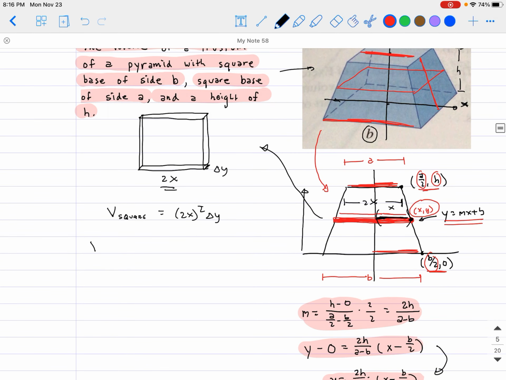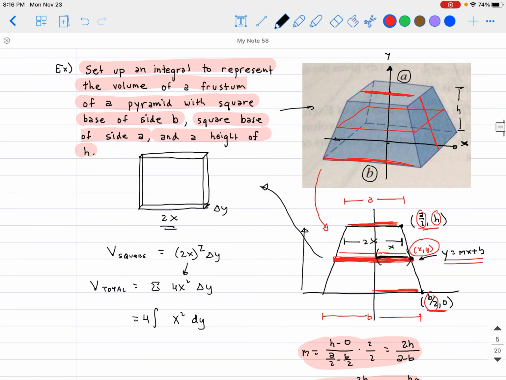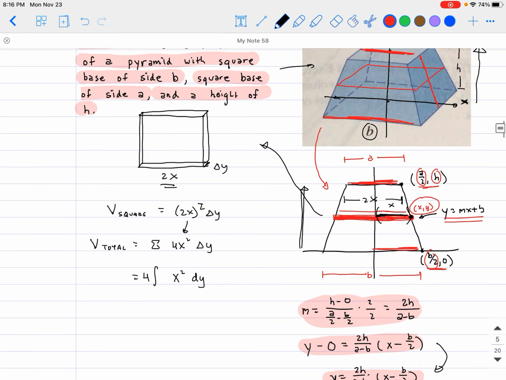Next, what we're going to do is find the volume of the total. So that means it's going to be the summation of every single one of those squares: 4x squared multiplied by delta y. And again, there's x and there's y, so I know everything is okay. All right, so now let's set up the integral. The integral is going to be 4, which I'm going to take outside, x squared dy, because I'm going to change those terms. My boundary is going to be, remember, we're going vertically. And vertically over here, in the picture, you can see it is going to be from 0 to h.